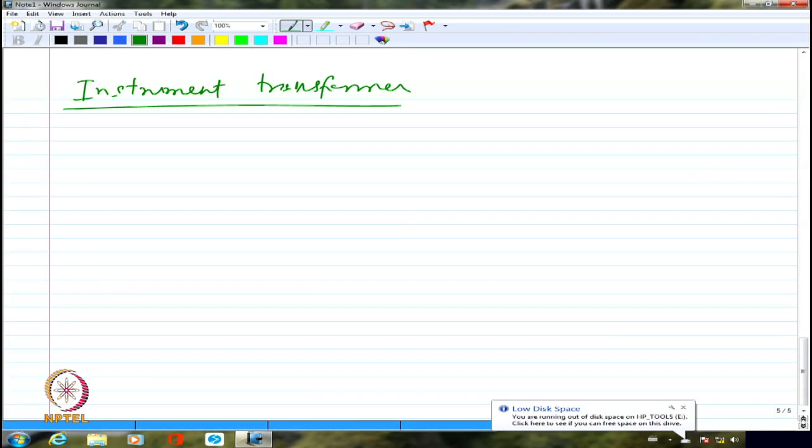But if I am looking at some AC system where I have to measure thousands of kilovolts, I may not have a voltmeter to measure that kind of voltage so easily. So what I am going to do is, let us say these are the two terminals across which I have to measure the voltage. So this is the V to be measured.